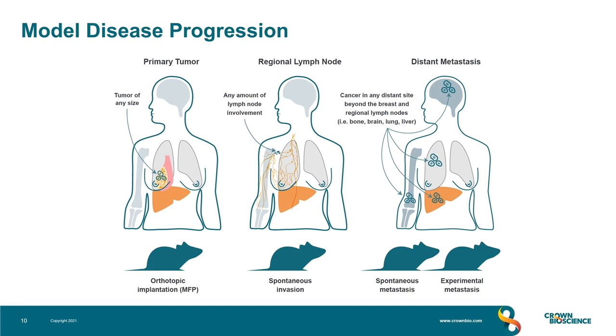There are three main stages of breast cancer. First is primary tumor, where the tumors are still confined within the breast, regardless of how big they are. Then local invasion, when they invade into regional lymph nodes. The late stage is distant metastasis, where cancer has gone beyond the breast and regional lymph nodes. They likely settle in bone, brain, lung, and liver. So the scientists at Crown Bioscience have developed models that can cover each stage of this disease.